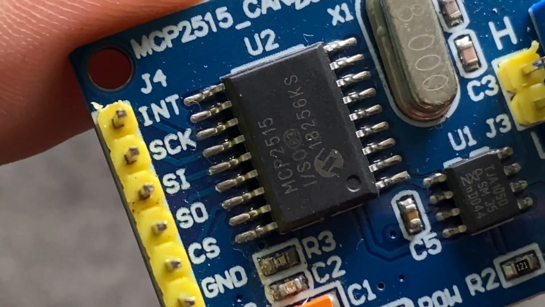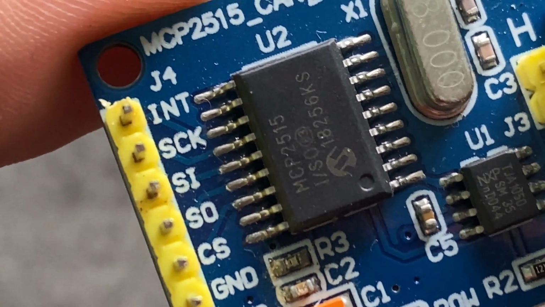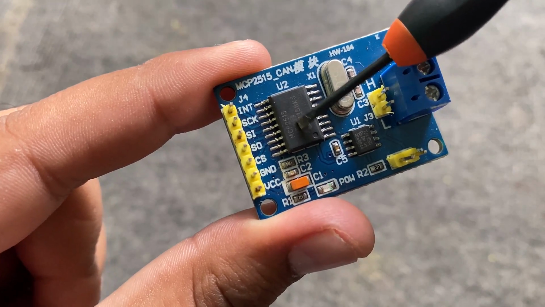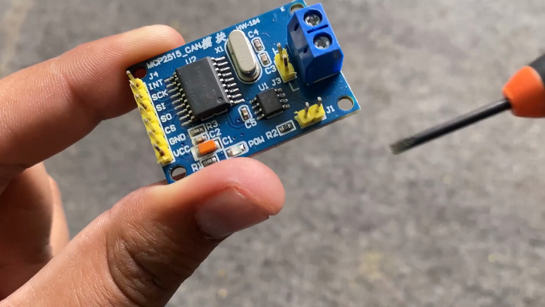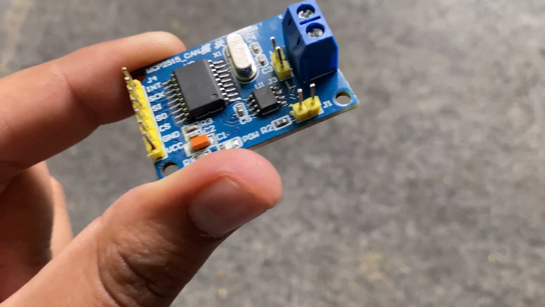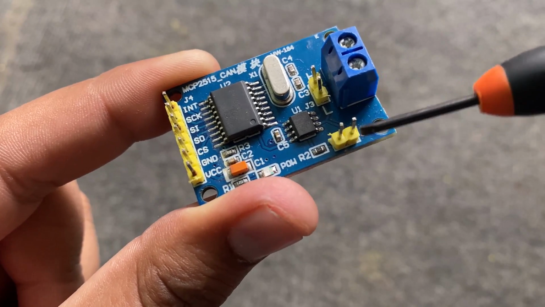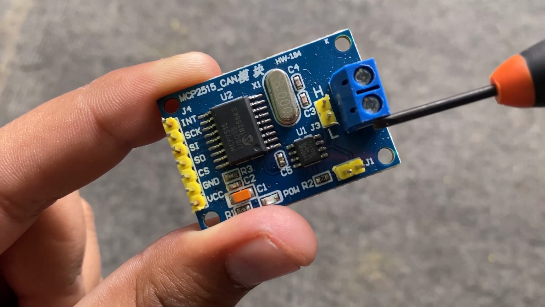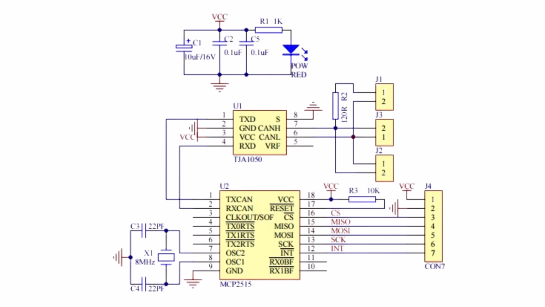The module has a transceiver IC, which acts as an interface between the MCP2515 CAN controller IC and the physical CAN bus. The board has an 8 MHz crystal oscillator. A jumper can be attached, which will give 120 ohm termination. CAN H and CAN L are the two screw terminals where wires can be attached over a distance for communicating with another CAN module. This is the circuit diagram for the CAN module.